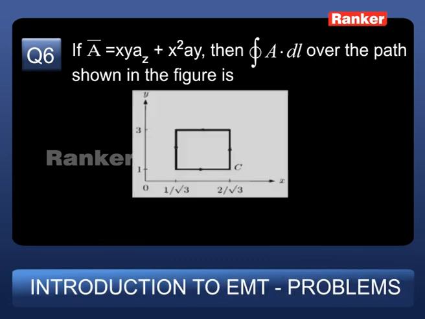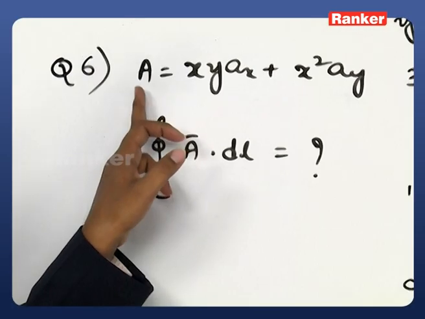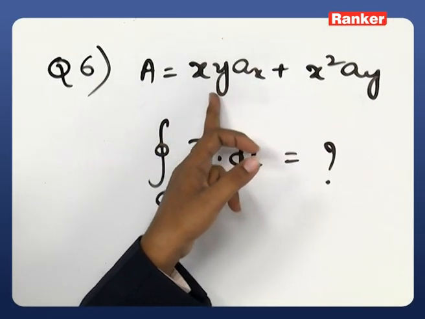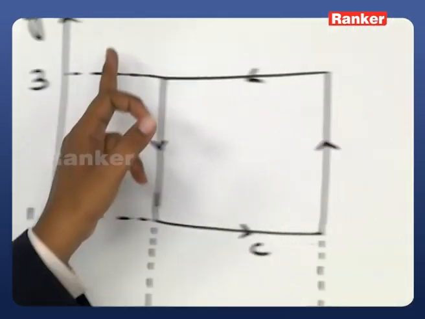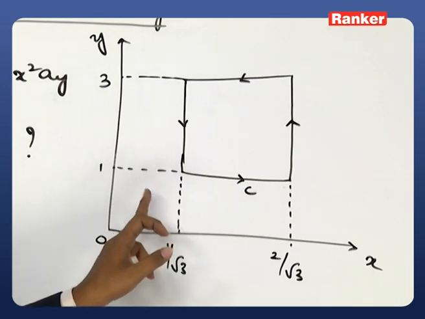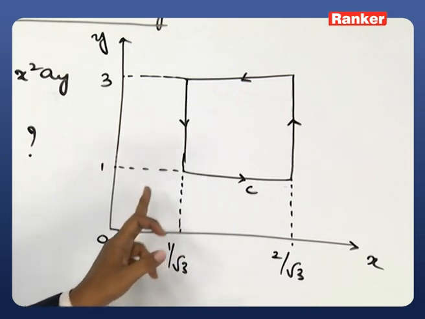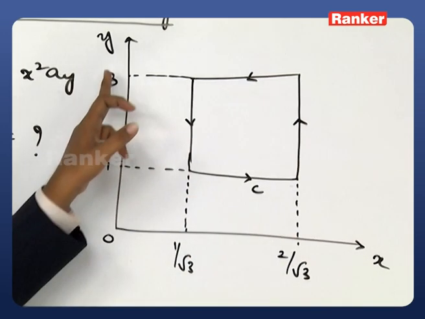Question number 6. If A bar is equal to xy ax plus x square ay, then the closed line integral of A dot dl over the path shown in the figure is. Now the question is like this: A bar is given as xy ax plus x square ay, and here the contour is mentioned in this direction. This is the contour which is given to us, and the dimensions of that contour are also given. It is from 1 by root 3 to 2 by root 3 for x and 1 to 3 for y.